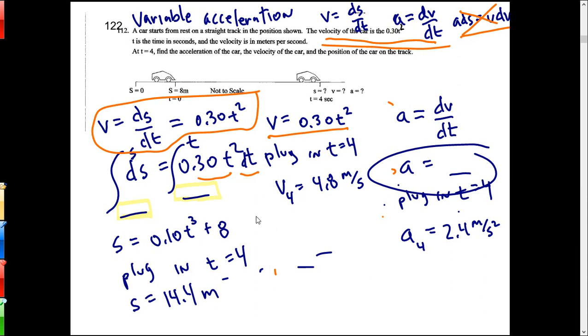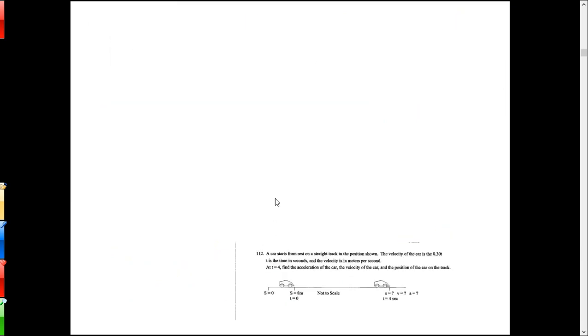So that's the basic approach on that. Be sure to pick the proper calculus relationship and watch your limits.